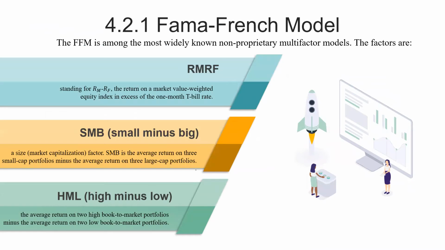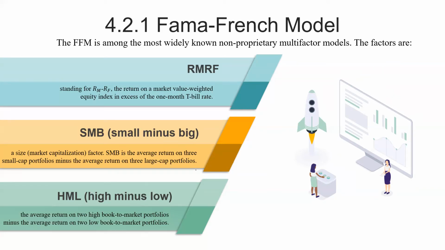One of the best-known models based on multiple factors that expands upon the CAPM with additional factors is the Fama-French model. The FFM is among the most widely known non-proprietary multi-factor models. The factors are as follows. The first factor is RMRF. It is the return on a market value weighted equity index in excess of the 1-month T-bill rate. The second factor is SMB, small minus big, which is a size factor. SMB is the average return on 3 small cap portfolios minus the average return on the 3 large cap portfolios.